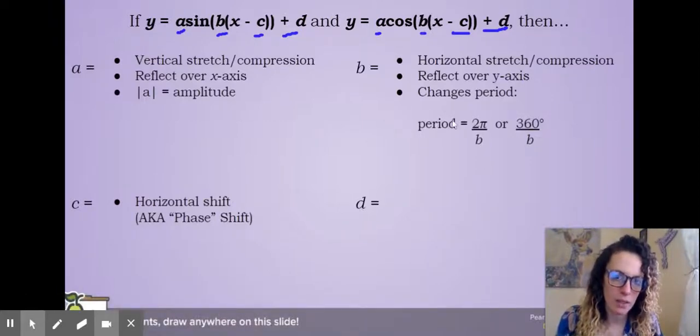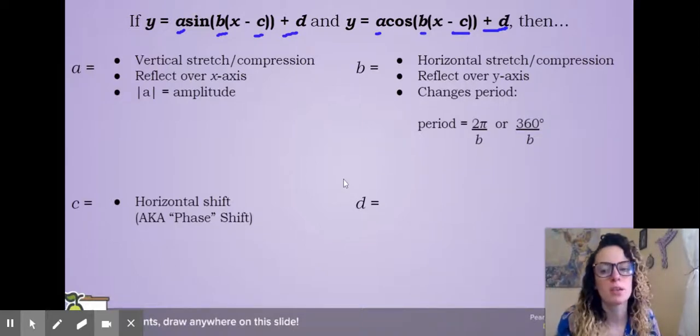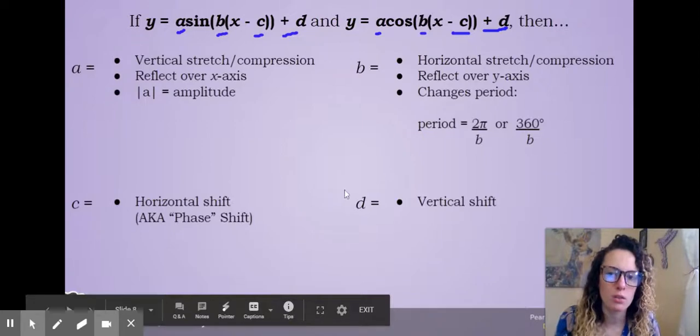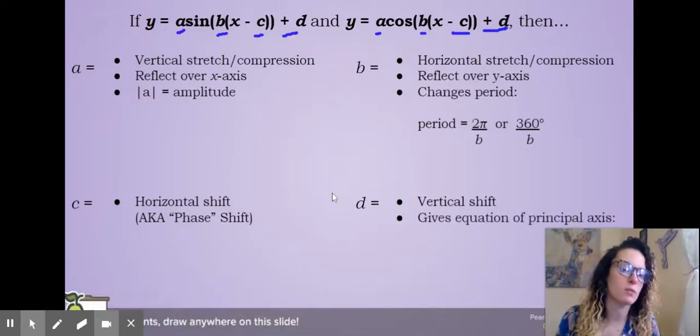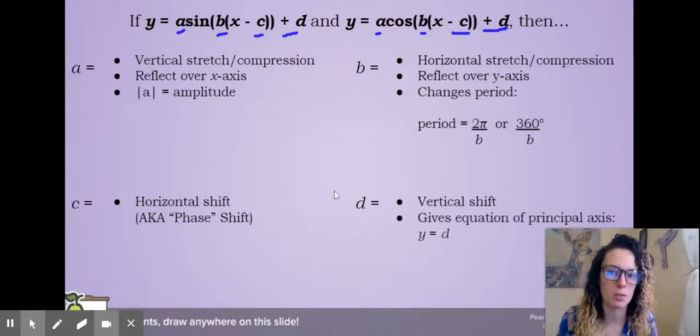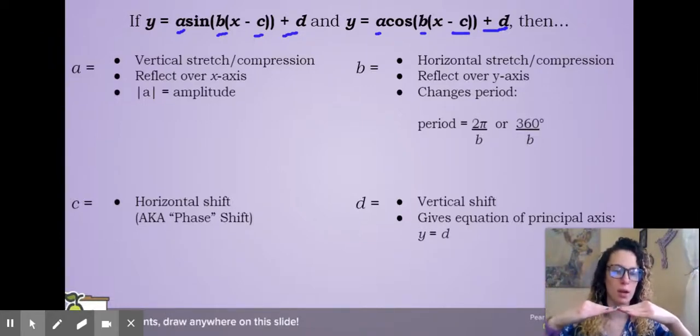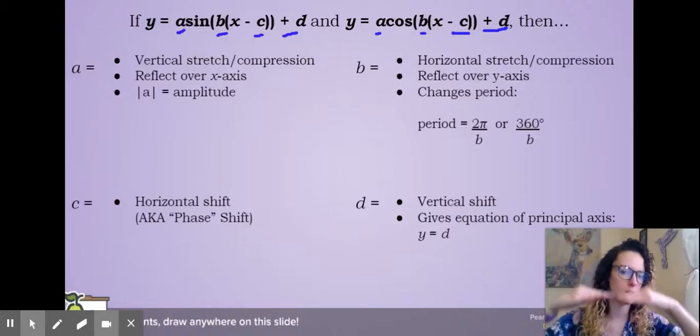D, added at the end outside of parentheses, still acts as the vertical shift, but it also gives you the equation of the principal axis. So y equals D is your principal axis. Anytime you have a shift up or down, it's going to take that principal axis that was at y equals 0, and change it to whatever that shift is.